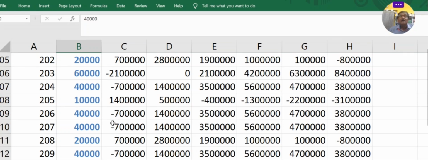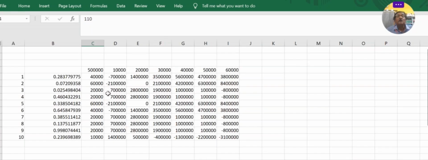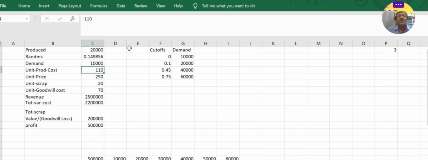If you put the formula, loss is there. I am going to show it on the previous sheet again. The demand is 40,000 and production is 10,000. The loss will be 7 lakhs. I am going to the previous sheet. So 10,000 is the production, 10,000, and 40,000 is the demand, 40,000. See, the loss is 7 lakhs. This is calculated through formula.